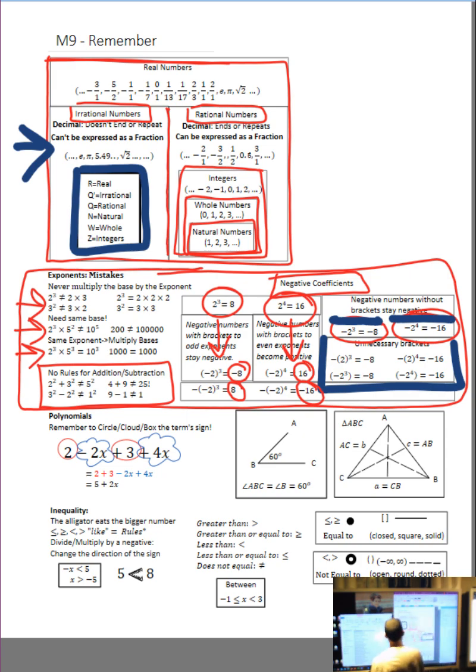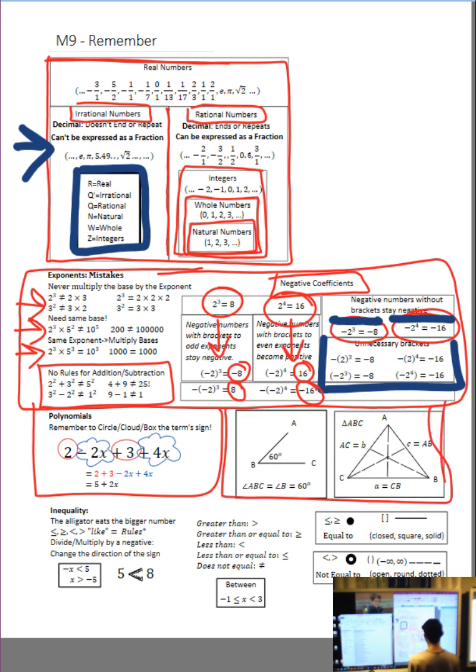Okay, back down to the left. Remember polynomials. Remember to circle or box or cloud your like terms. Possibly rearrange them. A little bit on triangles off to the right, like where the angles are and opposite angles and how to label triangles. Inequalities are all at the bottom. Remember greater than, less than, etc.